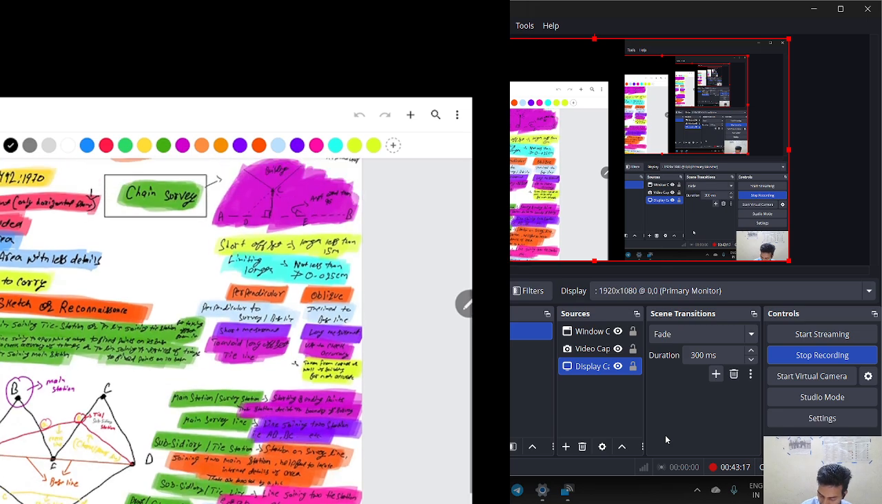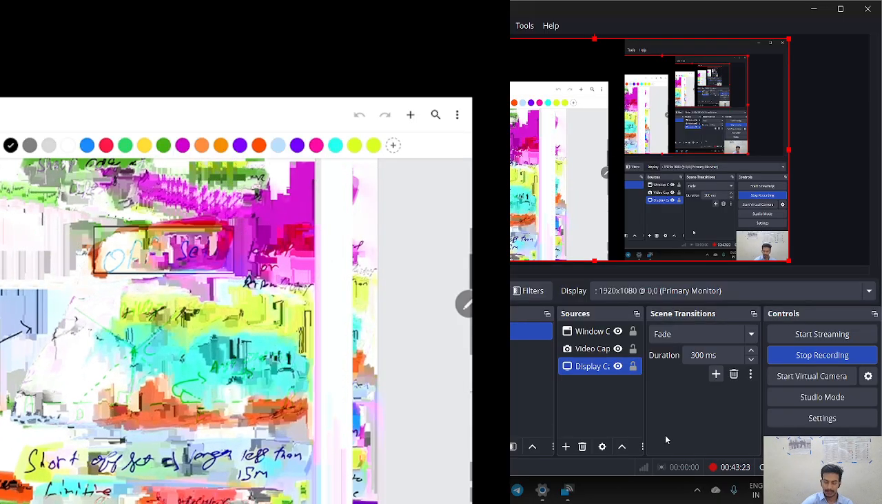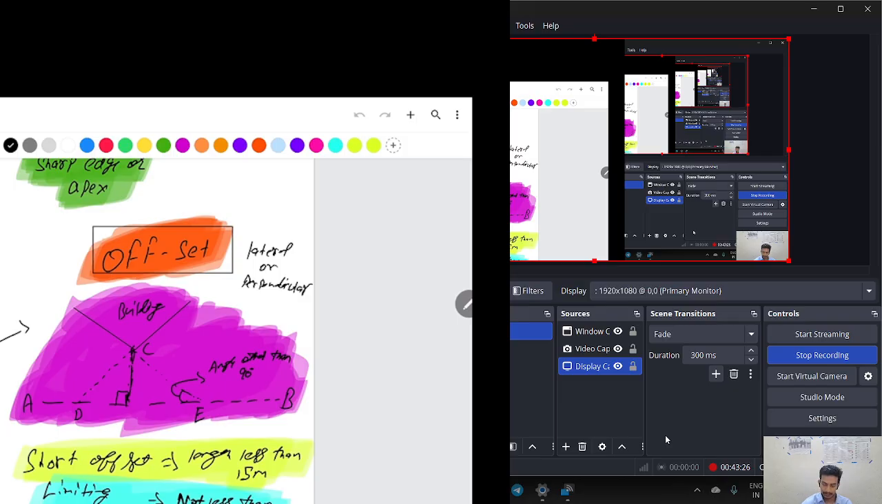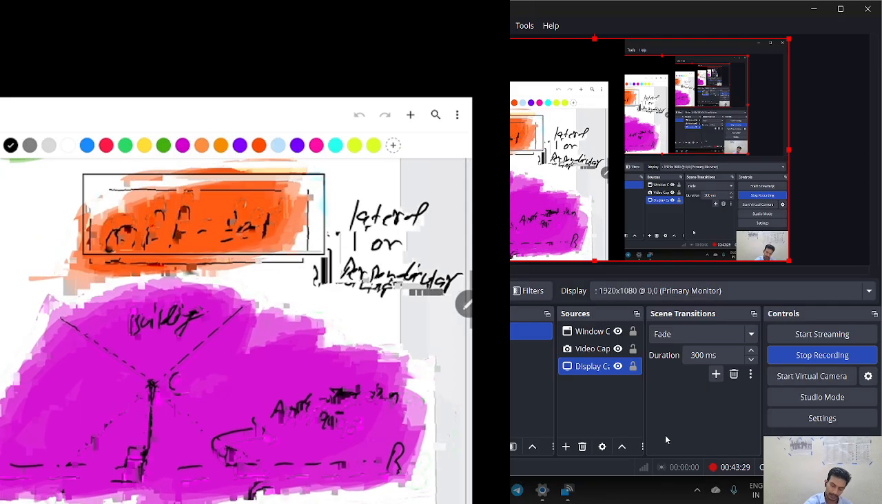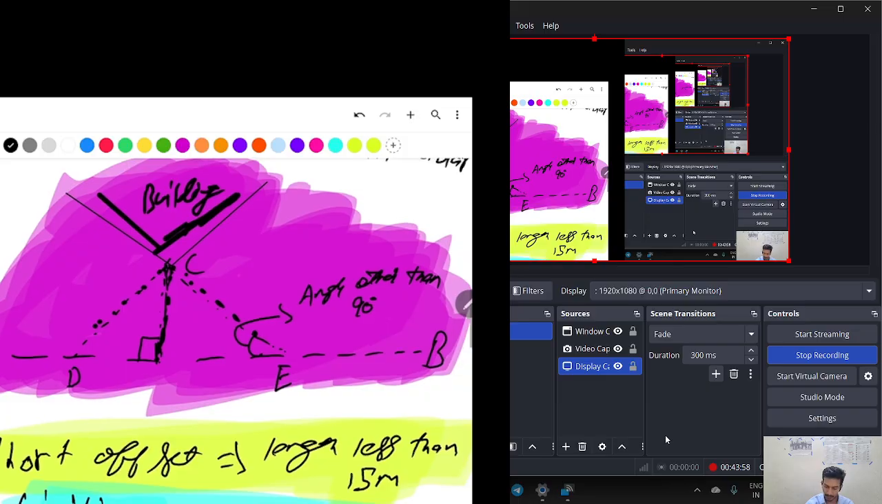Now, there is offset. Offset means lateral or perpendicular. Like here is a building, here is a building. Or here, like we draw dot, dot, dot. Then offset in between. This is known as perpendicular offset.